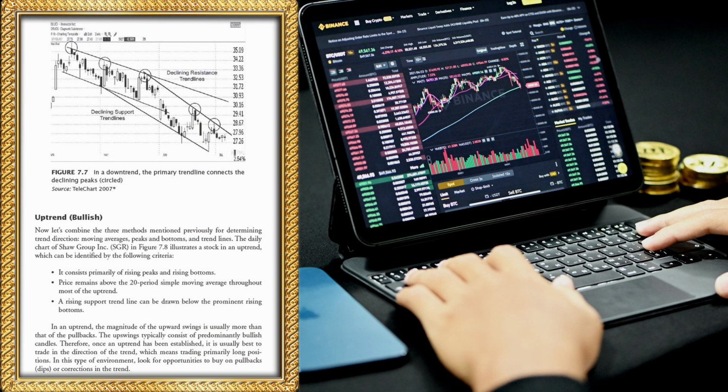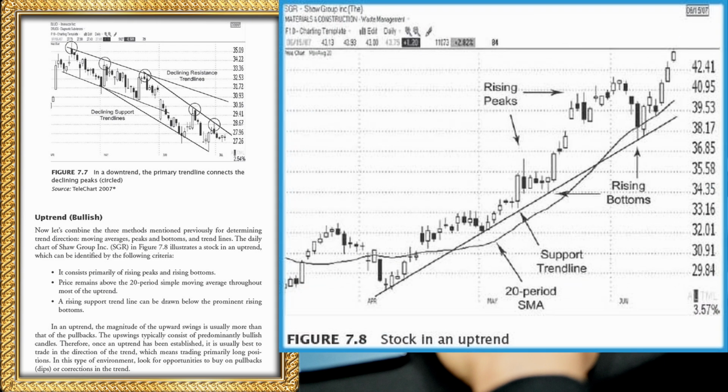Now let's combine the 3 methods mentioned previously for determining trend direction: moving averages, peaks and bottoms, and trend lines. The daily chart of Shaw Group Inc. (SGR) in Figure 7.8 illustrates a stock in an uptrend, which can be identified by the following criteria. It consists primarily of rising peaks and rising bottoms. Price remains above the 20-period simple moving average throughout most of the uptrend. A rising support trend line can be drawn below the prominent rising bottoms.